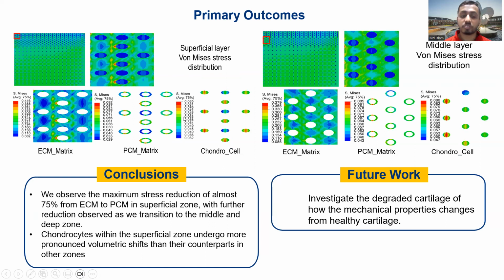Now coming to the conclusions for our project, we observed maximum stress reductions of almost 75% from ECM to PCM in superficial zones, with further reductions observed from the top to middle to deep zones. And we also observed chondrocyte volumetric shifts in superficial zones, which are much higher than their counterpart zones from middle to deep zones.